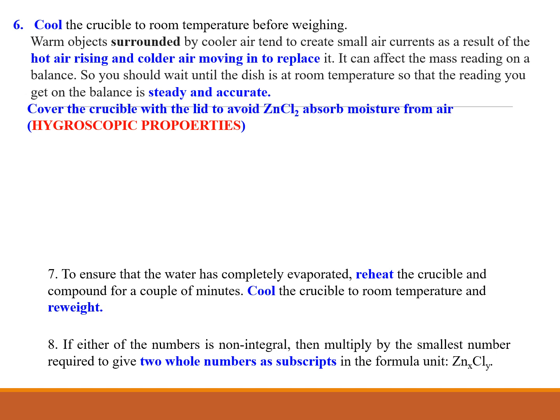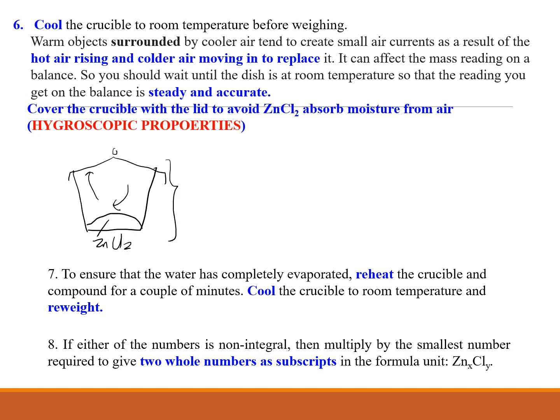Next, cool the crucible to room temperature before weighing. So this is a crucible with a lid. This one is the zinc chloride. When the zinc chloride is in a hot condition, the hot air will rise and the cool air will go down. So in this condition, when you weigh, the reading is not stable. That's why you must first cool the crucible to room temperature.